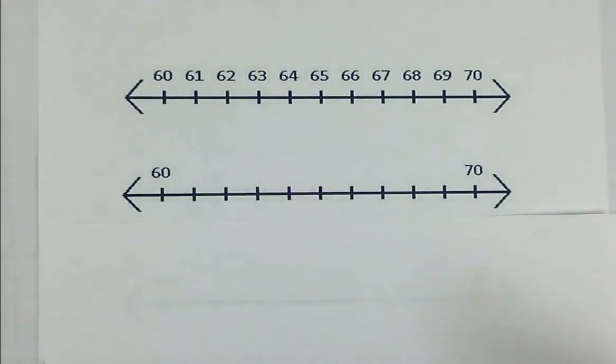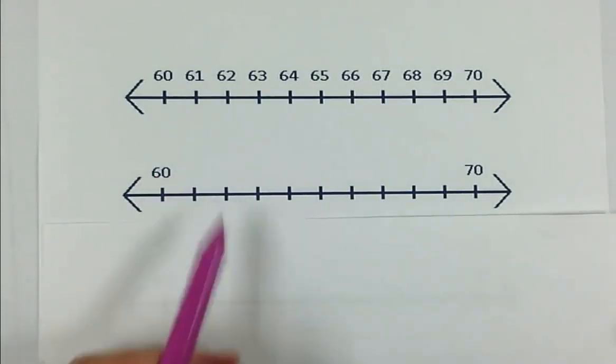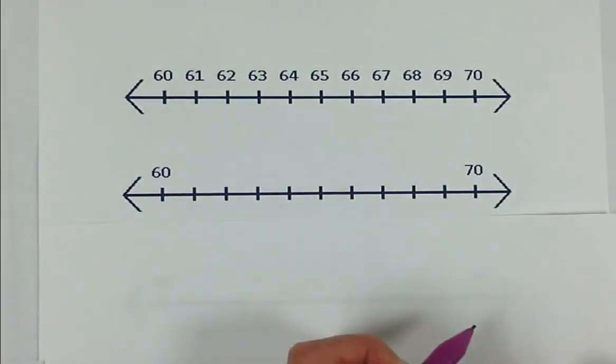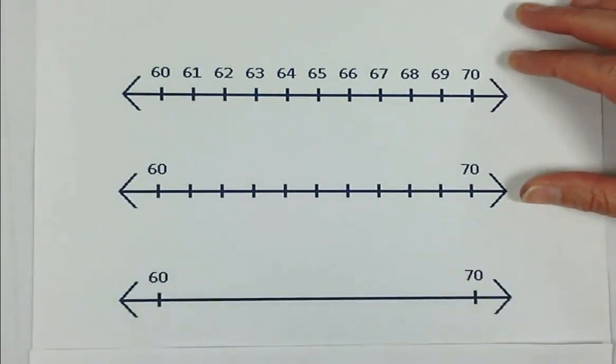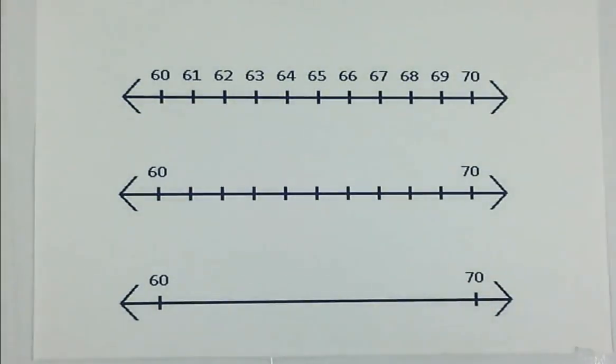Now I can ask them, where would I place the number 62? So I can say 60, 61, 62, or where would I place the number 68? And I can easily find where to put that number by counting. Then finally, as my last step, I take it to the more abstract, where I remove the tick marks, and then I do the same thing.